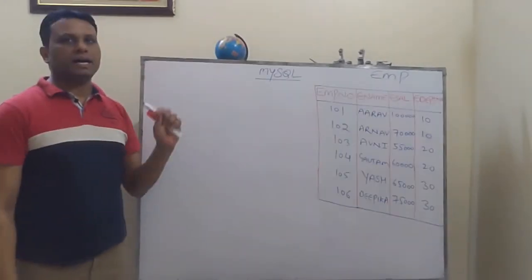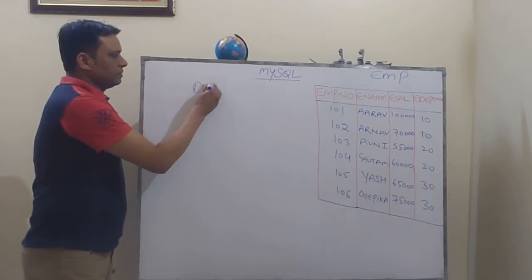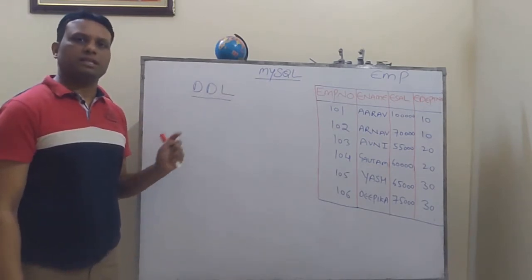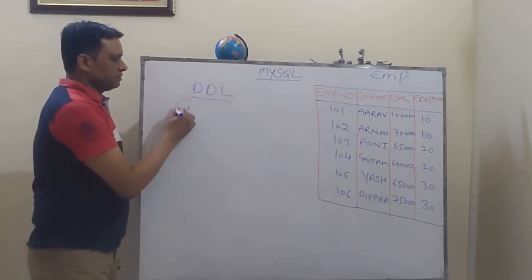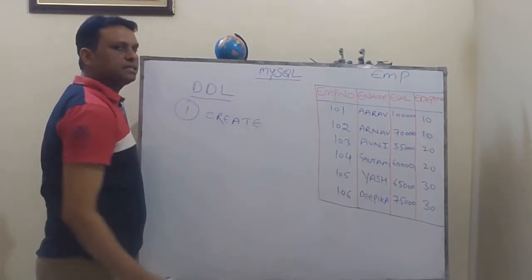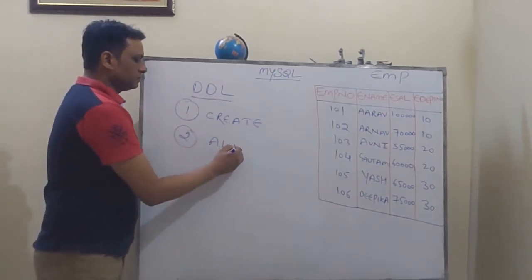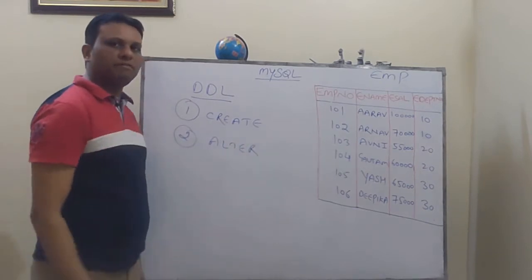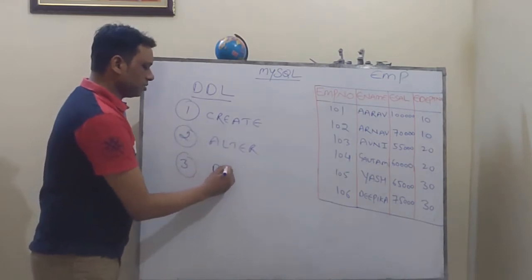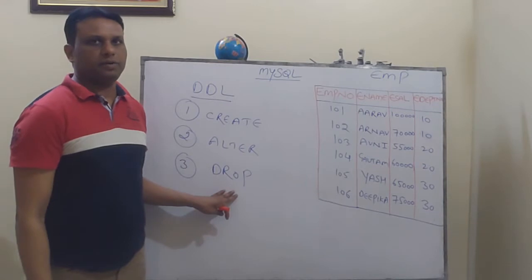Yesterday we discussed MySQL DDL commands. Let us quickly review them. DDL stands for Data Definition Language. There are three commands in it. Create, which is used to create any database object. Alter. Alter is used to make modification in the structure of the table. And drop. I hope all these three commands are already clear to you.